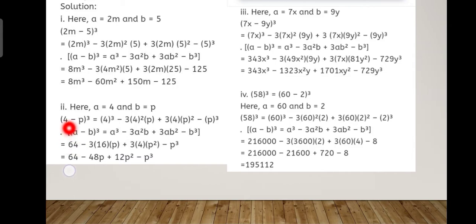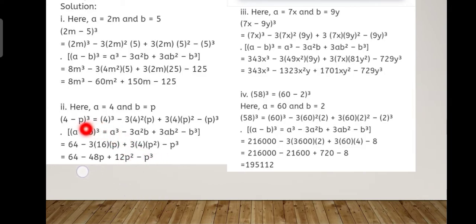So we have 4 का cube as 64 minus 3 will remain as it is, 4 square is 16 and p as it is, plus 3 into 4 into p square is p square minus p cube. Now 64 minus 3 into 16 is 48p plus 3 4s are 12p square minus p cube.